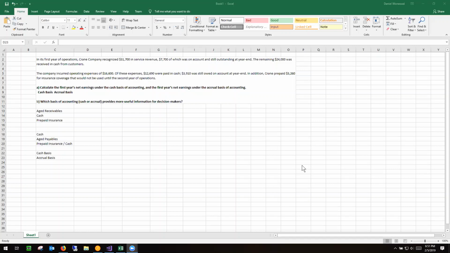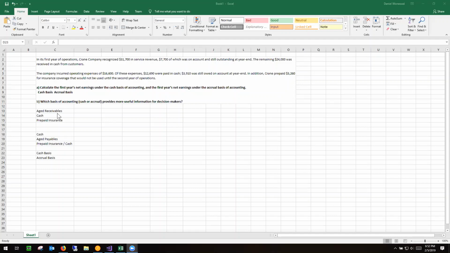In addition, Crane prepaid $3,260 for insurance coverage that would not be used until the second year of operations. So it says calculate the first year's net earning under the cash basis of accounting and the first year's net earning under the accrual basis of accounting. So it wants us to get the cash basis and then accrual basis.